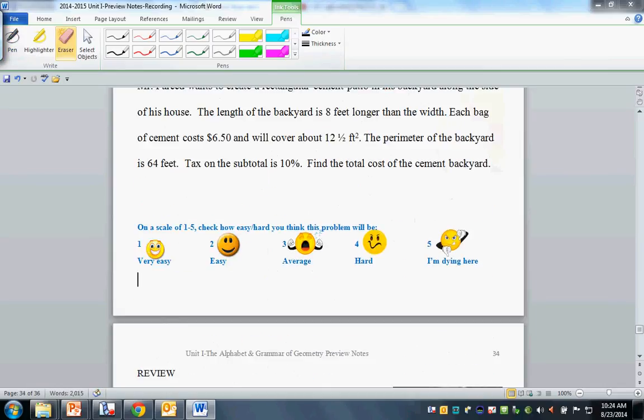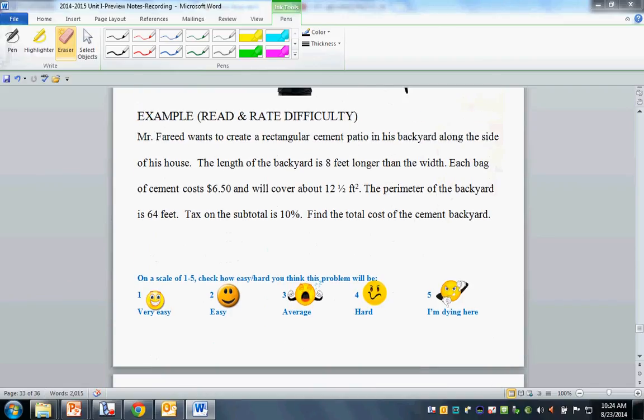Okay, all right, ready? What I'd like you to do is just look at this. Don't do anything. Just watch as I read it out loud. Mr. Fareed wants to create a rectangular cement patio in his backyard along the side of his house. The length of the backyard is 8 feet longer than the width. Each bag of cement costs $6.50 and will cover 12.5 feet squared. The perimeter of the backyard is 64 feet. Tax on the subtotal is 10%. Find the total cost of the cement backyard.